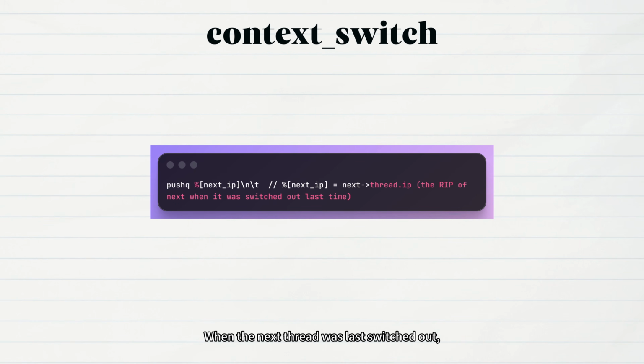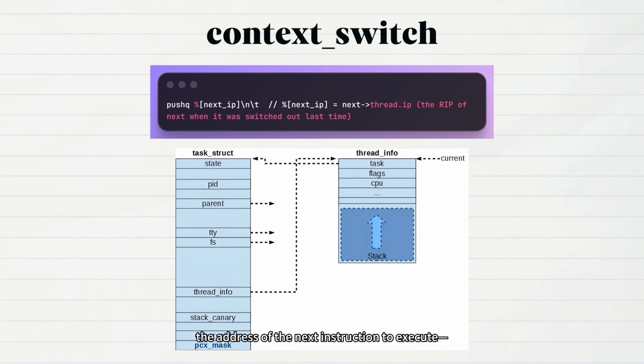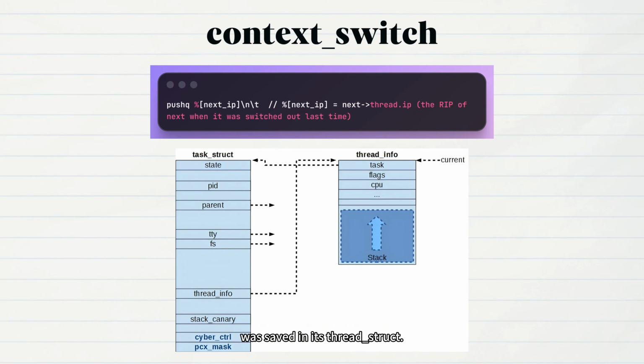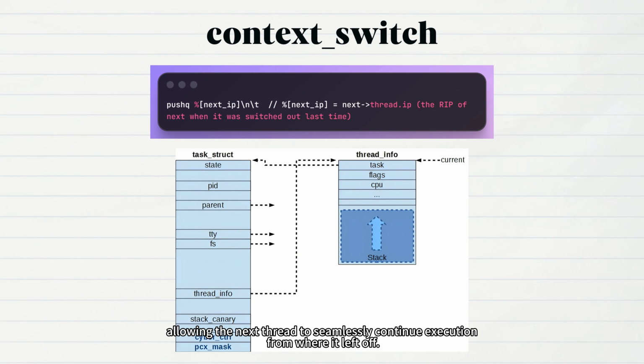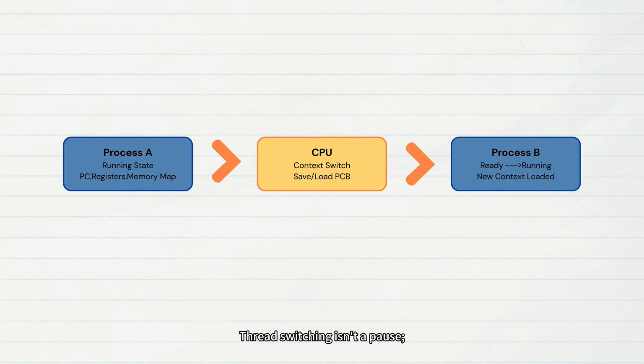When the next thread was last switched out, its RIP, the address of the next instruction to execute, was saved in its thread struct. During register restoration, the RIP was also read back into the CPU. The ret instruction automatically jumps to this address, allowing the next thread to seamlessly continue execution from where it left off. So thread switching isn't a pause. It's a wholesale replacement of registers. The CPU is oblivious. It's just swapping one set of data for another.